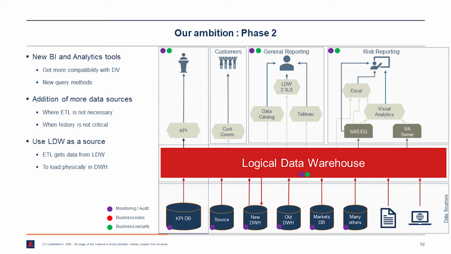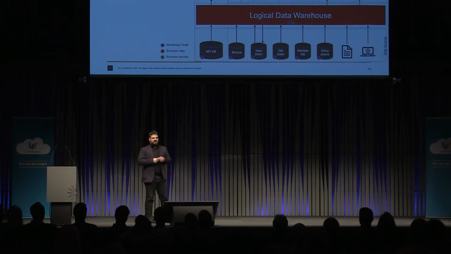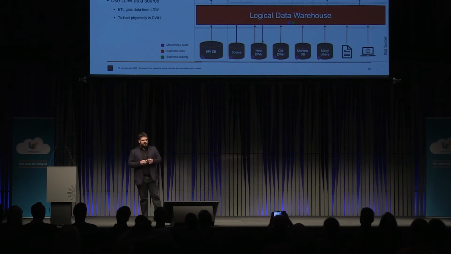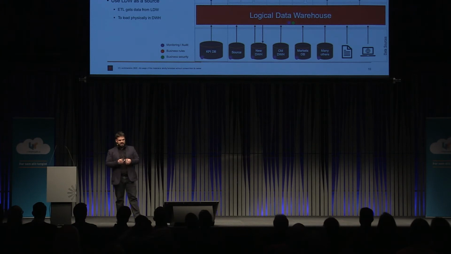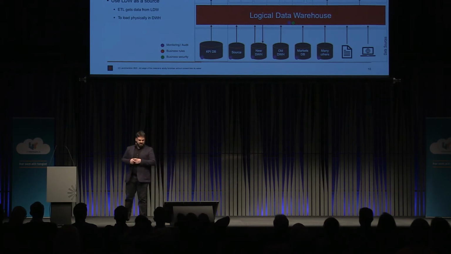Adding more data sources, like getting data from web services online, and getting data from websites such as the National Institute of Statistics. And the third usage would be to close the loop and use the logical data warehouse as a source for the physical data warehouse. We've created a lot of new information in the logical data warehouse that the physical data warehouse is interested in. So we close the loop by doing it in phase 2.